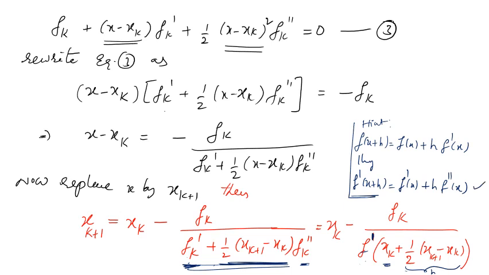Once again, the first two terms of the Taylor series of f dash of x plus h are f dash of x plus h into f double dash of x. Let me compare this one with this. So f dash of this is x and this entire is h. So the expansion is f dash of x, exactly the first term, plus h, which means 1 by 2 xk plus 1 minus xk, into f double dash. Okay.